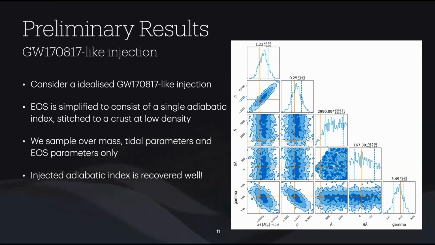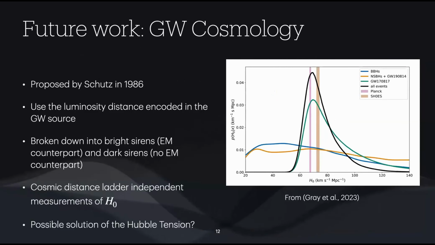Trying to explain corner plots: essentially, forget about everything else and just focus on this plot over here on the bottom right-hand corner. The orange line shows our injected value of our adiabatic index, and the blue line is the recovered posterior distribution. So we can see that we recover the adiabatic index well. All right, I'm going to skip over this really quickly.